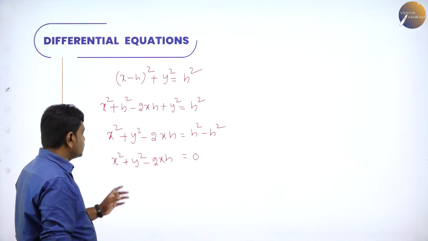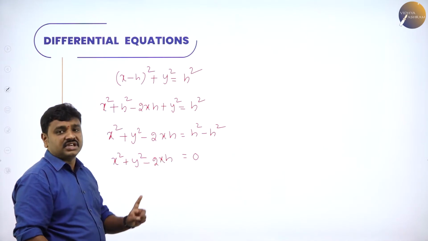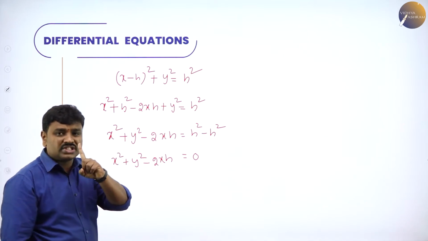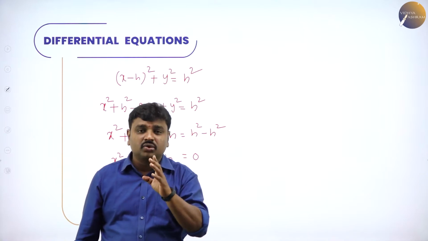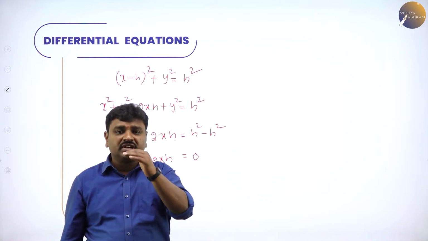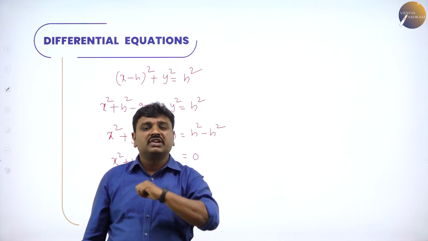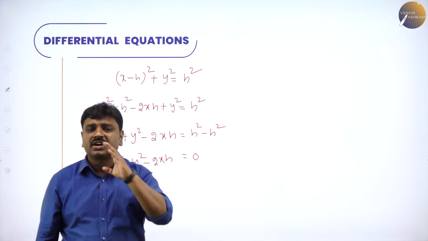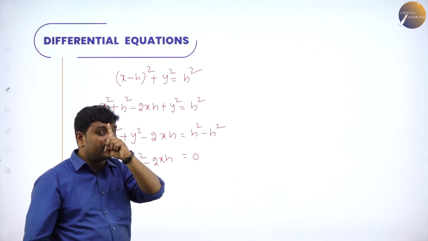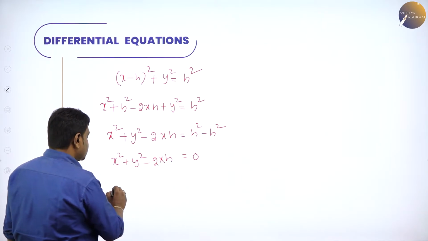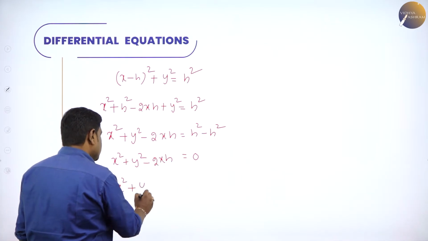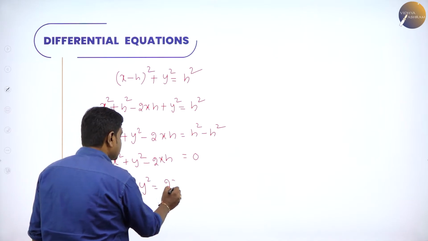Here, dear students, you can make h the subject. You can differentiate only once because there is one parameter or one arbitrary constant. You know, in the first class I told you how to create a differential equation, differentiate both sides. How many times you can differentiate depends on the number of arbitrary constants. We have one arbitrary constant, so you can differentiate only once. So to eliminate h, I'll rearrange and I'll separate h. Can I write x square plus y square is equal to 2xh?